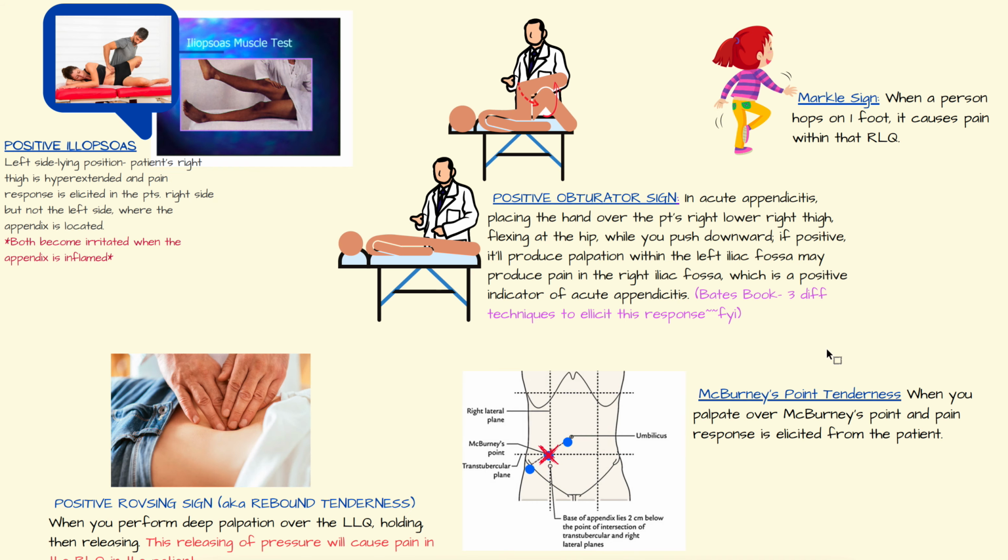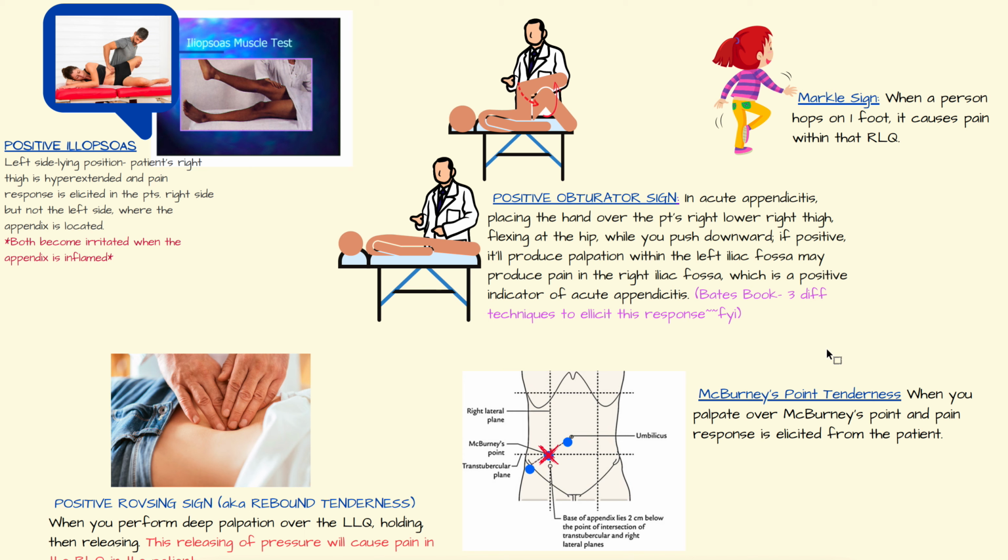Again, the Markle sign is when a person hops on one foot, which can cause right lower quadrant pain. As far as the obturator sign, in acute appendicitis, if you place your hand over the patient's right thigh and they flex it at the hip and you push down, it'll be positive. They'll feel that pain. In my studies we had the Bates physical exam book, and they give three different techniques to elicit a response. But the boards will not go into detail with that. I did that for my own personal understanding when I was studying for boards.